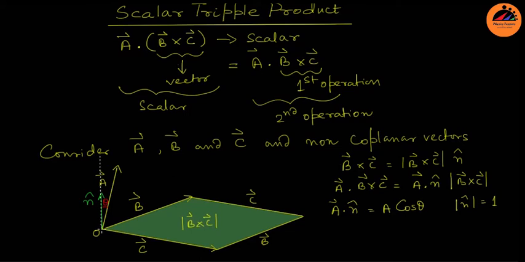Suppose this is a line along n cap, and this is the perpendicular distance, drawn from this peak of A to this. So this length is basically A cos theta. Let me say this is h. This is the height h, what I mean to say. So this h is basically perpendicular to this plane B cross C.